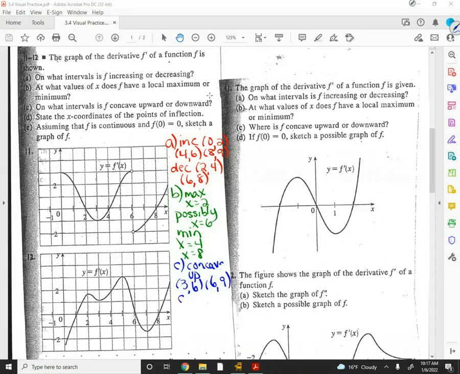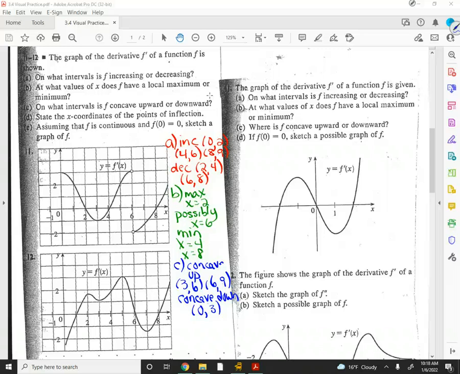Then concave down. This will be where the first derivative is decreasing, and that's from 0 to 3. Now, does anybody want me to say that again? That concept, because I will gladly do that. Anybody want to repeat on that?